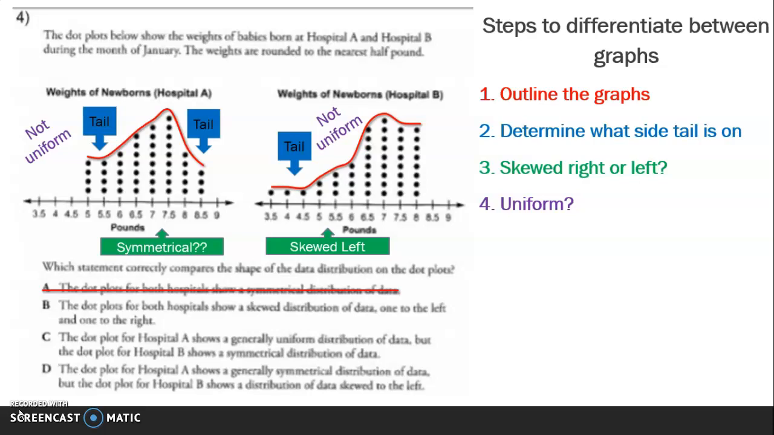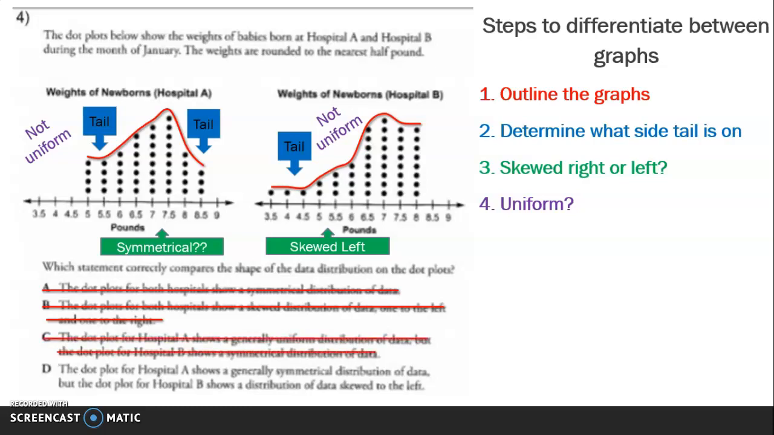As we move on, we have C. The dot plot for A shows a general uniform distribution of data, but the dot plot for B shows a symmetrical distribution. So that's actually the opposite. As you can see, A is the symmetrical graph and B is the uniform. So there's no way it could be C.